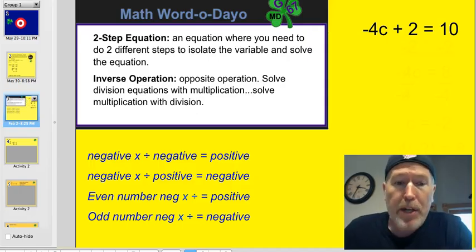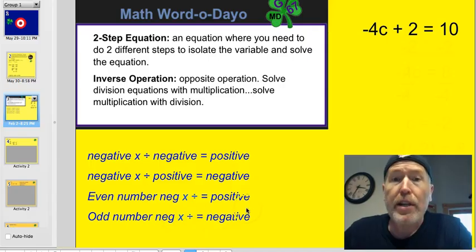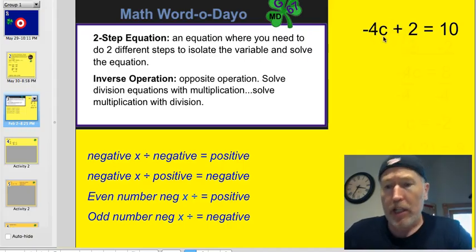A couple of things to remember tonight when multiplying and dividing negative numbers. If you've got a negative times a negative or a negative divided by a negative, that's going to give you a positive answer. A negative times a positive or a negative divided by a positive, that'll give you a negative answer. The short way to remember it: if you've got an even number of negative symbols when multiplying or dividing, that's going to give you a positive result. If you've got an odd number of negative symbols when multiplying or dividing, you're going to have a negative product or quotient.